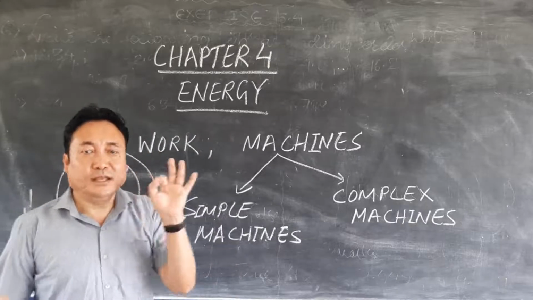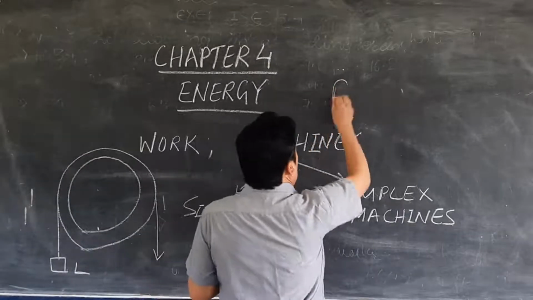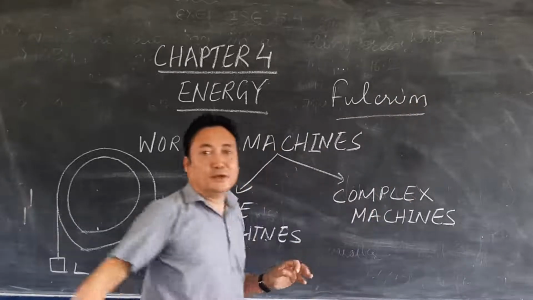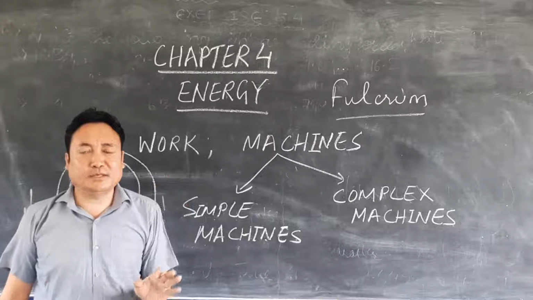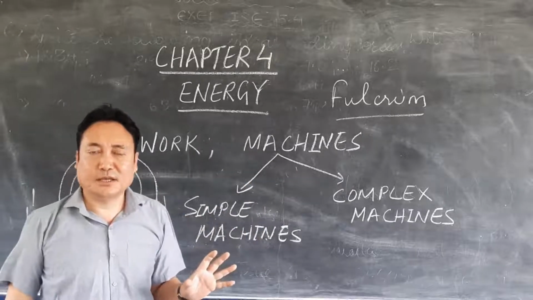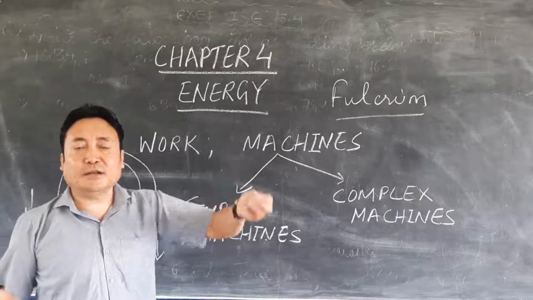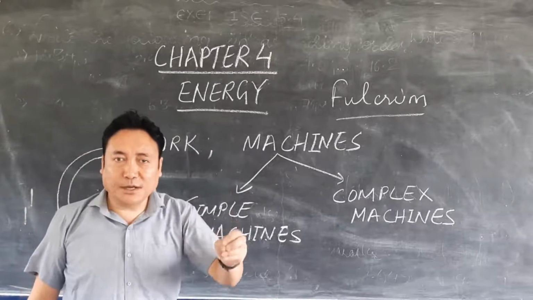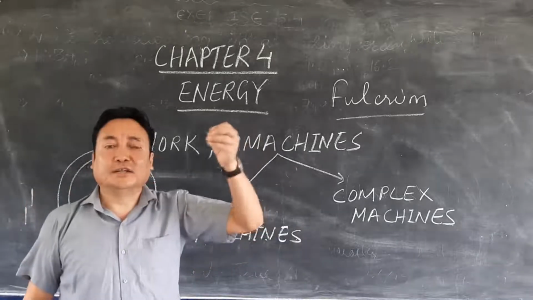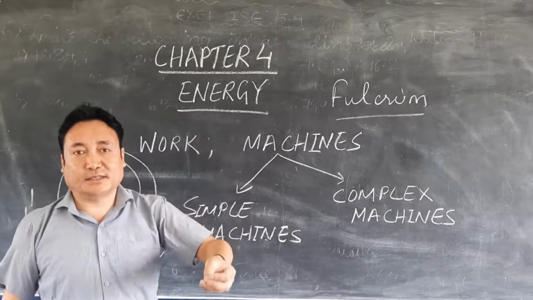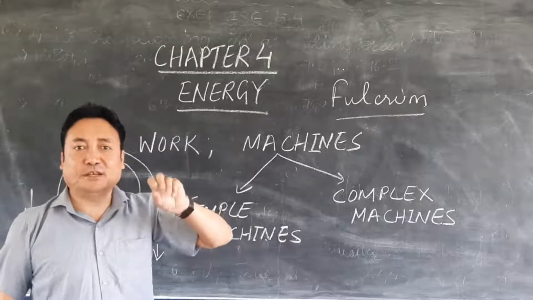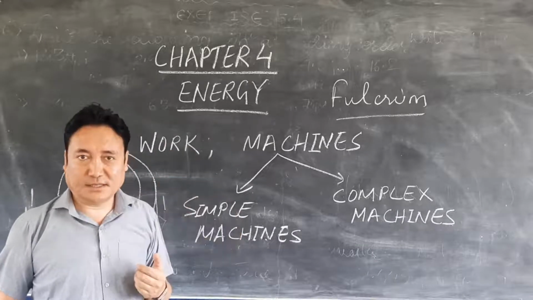Number one point is the fulcrum. What is a fulcrum? These are the terms which are associated with a simple machine. A fulcrum is a point on a simple machine, a fixed point around which the machine turns. This fulcrum is a fixed point in which the machine turns.